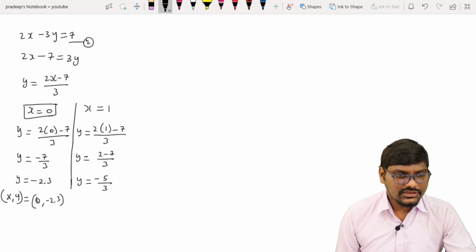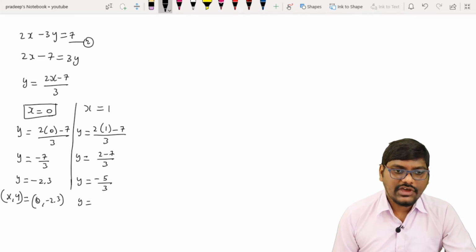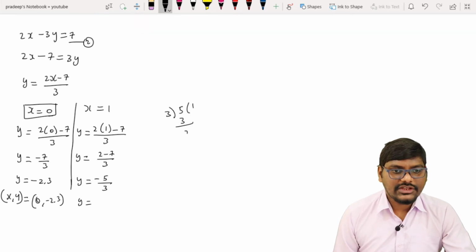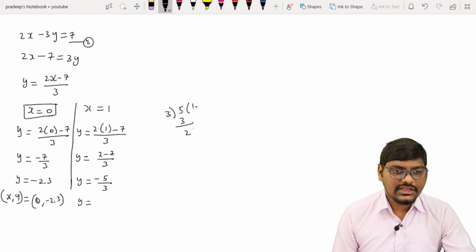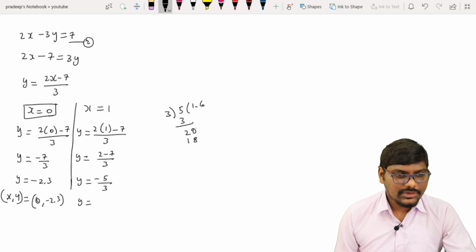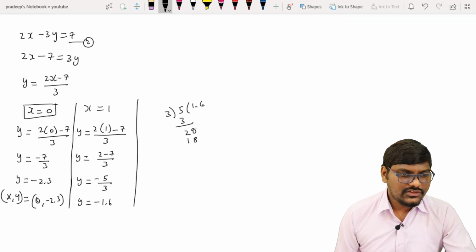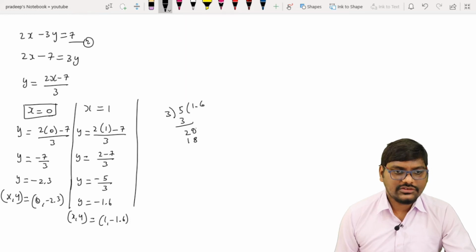So now I'm getting y equal to minus 5 by 3. Dividing, 3 1s are 3, 5 minus 3 is 2. If I put the decimal point here, I can take 0 here. So now I can take 3 6s which is 18. So I'm getting minus 1.6; as the sign is negative, the value is also negative. So what is the coordinate I got? x comma y is equal to 1 comma minus 1.6.